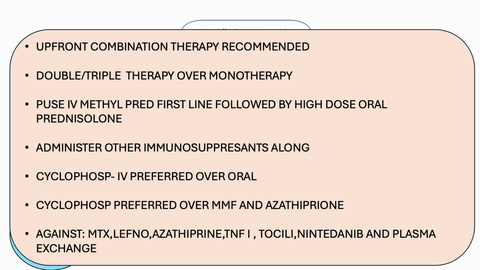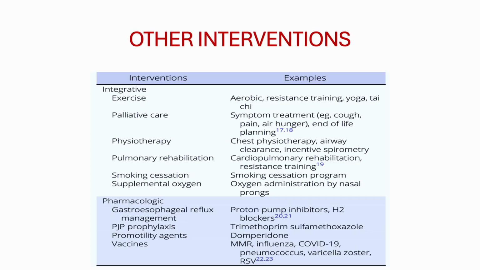We have to start other immunosuppressants. Choose cyclophosphamide IV over oral. Choose cyclophosphamide over MMF and azathioprine. And there is no role of giving methotrexate, leflunomide, azathioprine, and others. We can give IVIG conditionally according to guidelines in such a situation. We can give JAK inhibitors, calcineurin inhibitors if needed, if we have already exhausted whatever we have. But lung transplant referral is something that must be happening here.